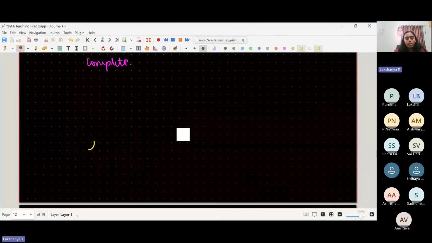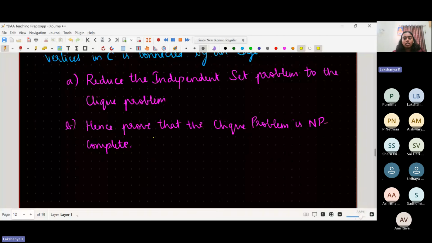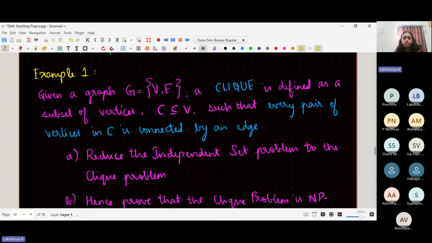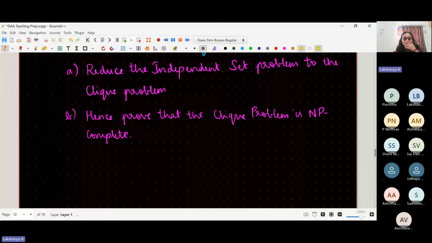And we already know what an independent set is. So coming back to the question, a clique is defined such that every pair of vertices is connected by an edge. Now reduce independent set to clique. That is the first question. So what are we supposed to do? Part A, show that independent set is polynomial time reducible to clique.